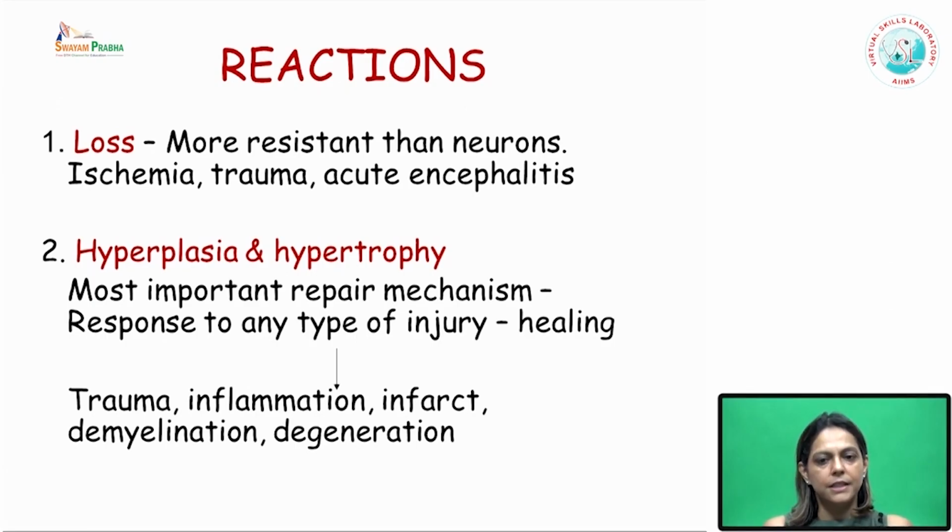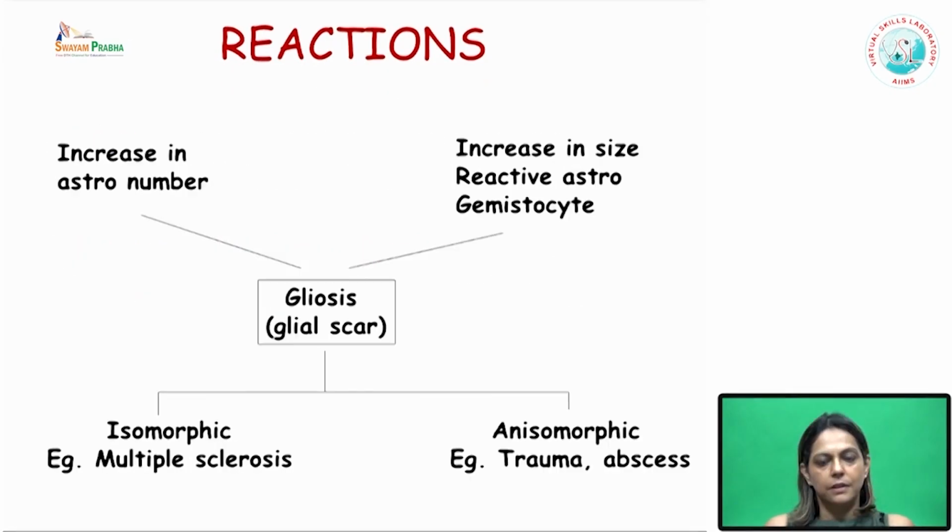So, mostly it is the astrocytes which bear the brunt of the injury, but as compared to neurons, they are relatively more stable cells, and the common reactions which an astrocyte shows to injury are, number one, loss, and number two, hyperplasia and hypertrophy. I think you know the difference, but just to revise, hyperplasia is increase in the number of cells, and hypertrophy is increase in the size of the cell. As a reaction to injury, the astrocytes increase in their number and also in their size, and this process is known as gliosis.